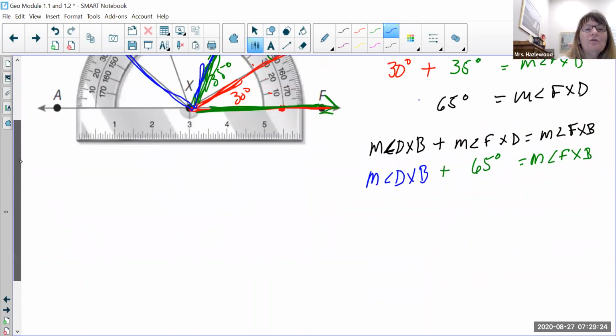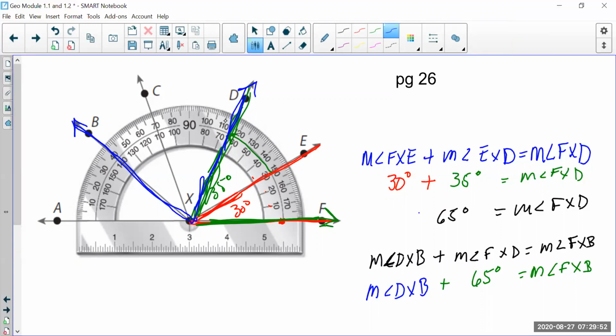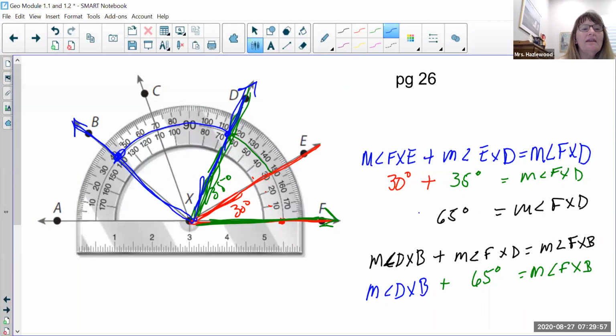So Isaac, how did you go about solving this? What did you do? I counted the measure of angle DXB. Okay, so that's how you solved it. That's okay. Did anybody solve it a different way? Nathan, you did? Yeah. Okay, so Isaac counted from here over, and he found out what that angle measure was.